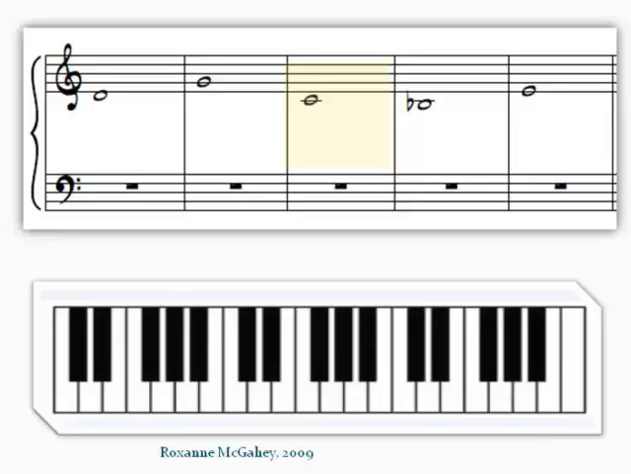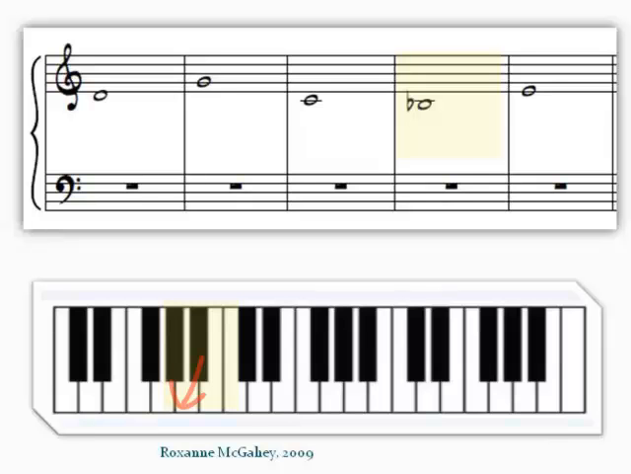Did you work it out? A diatonic half step or semitone above C would be D flat. A diatonic half step or semitone below C would be B. This next example is a little trickier. A diatonic half step above B flat would be C flat. A diatonic half step below B flat would be A.